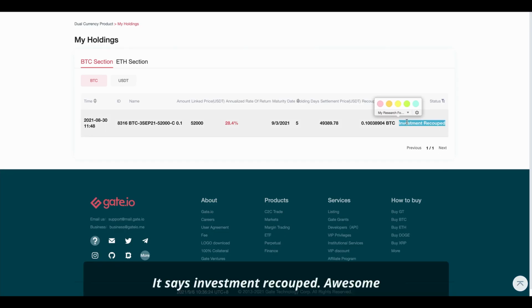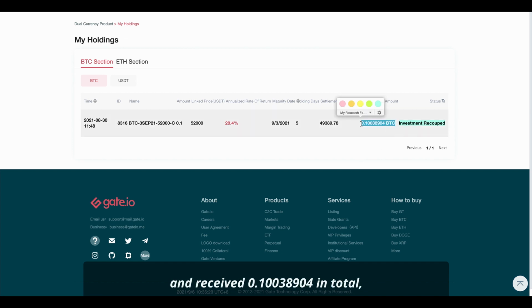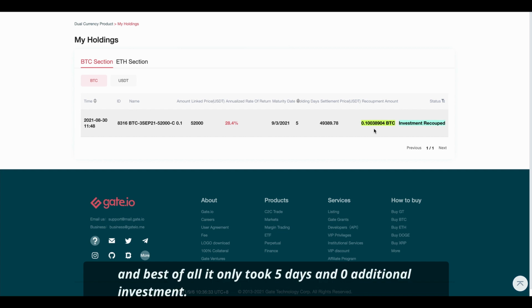Oh, it says investment recouped. Awesome. We've invested 0.1 BTC and received 0.100388904 in total. And best of all, it only took 5 days and 0 additional investment.